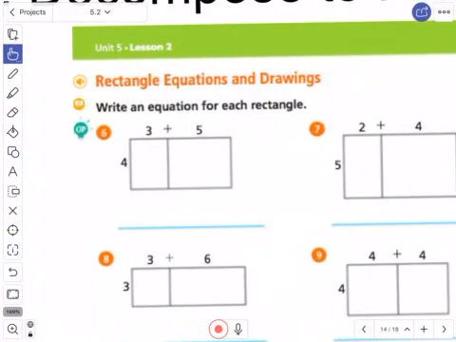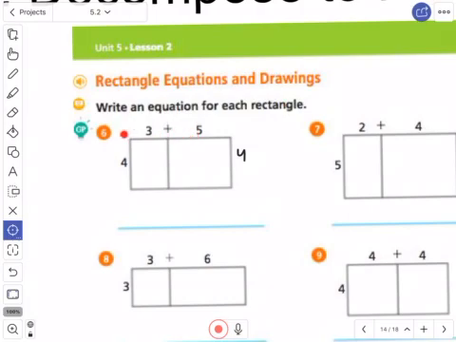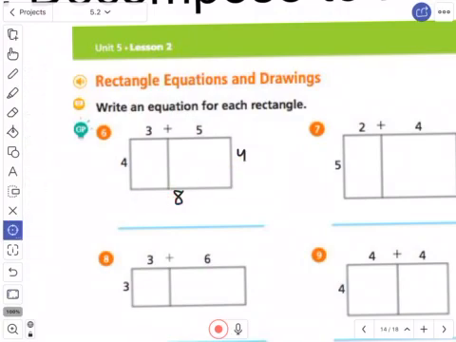But just starting up on number 6, it says write an equation for each rectangle. So we have the rectangle here, and it's a little different because they've already given you all of the measurements. So if you see right here, this side is 4. Well, we know this side is going to be 4. And this top part is 3 and 5. Well, that means when I put the whole thing together, if 3 plus 5 is 8, that means the other side has to be 8. Okay, so that's going to be the same for all of these problems. And you can write those measurements in just like I did, if that's going to help you.